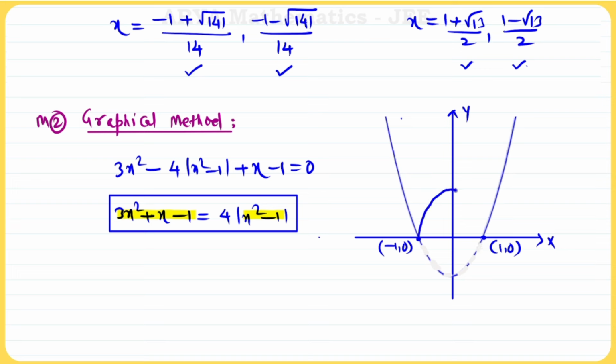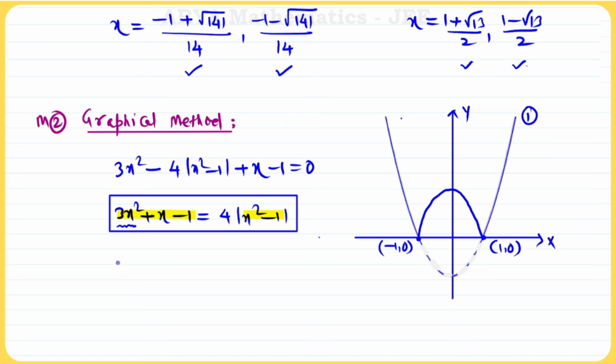So if we take the reflection of this in the x-axis, then we'll get a graph something like this. Let us call this graph 1. This is the graph of the function on the right hand side, 4|x² − 1|. And now let us try to plot the graph of the function on the left hand side. As you can see, on the left hand side also we have a quadratic expression, so this will represent a parabola. And because the coefficient of x² is positive, it will be an upward parabola.